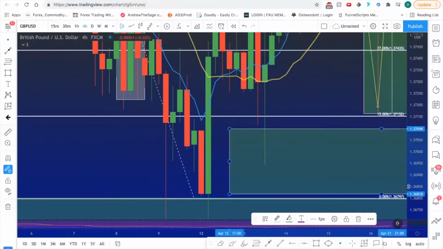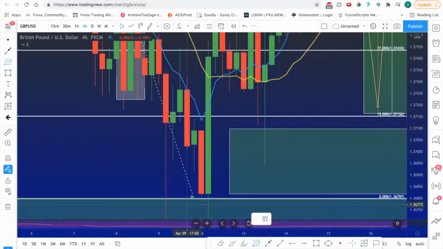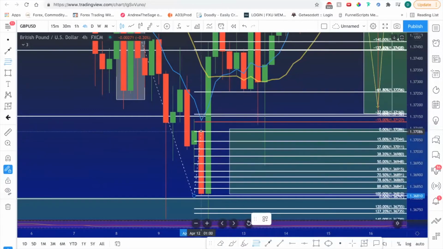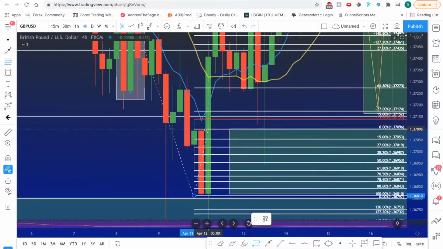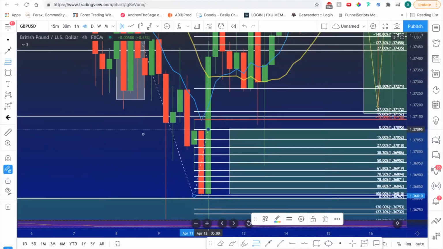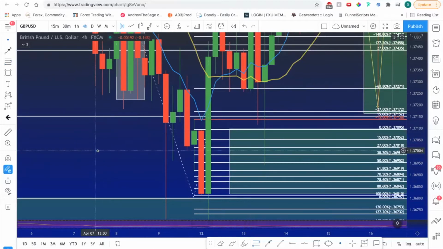Yeah, there you go. Yep. And all you're going to do is look for the 50 and the 38, and put a line at the 50 and the 38. So now you're doing it from the candle itself. Yeah.